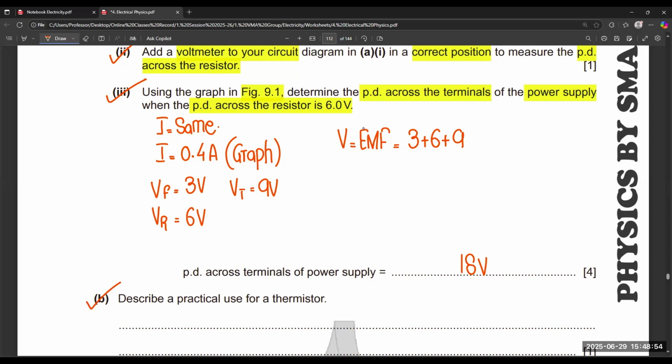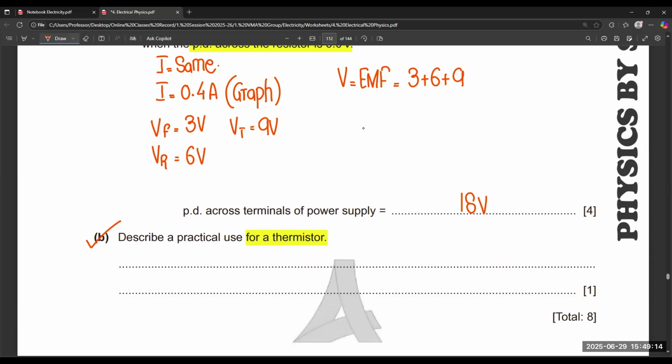And again, describe a practical use for a thermistor. A thermistor is basically used as a temperature-based component. So it depends upon the temperature. When temperature is high, resistance is low. And when temperature is low, resistance will be high. So it can be used in a security alarm system related to thermal energy. So this is another question related to the electricity concept.